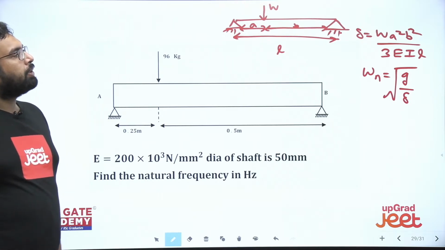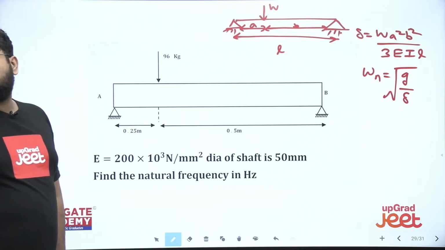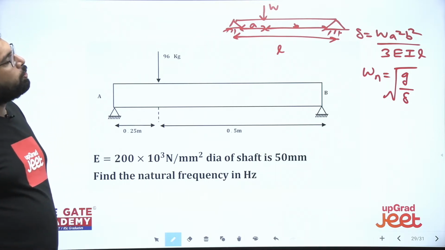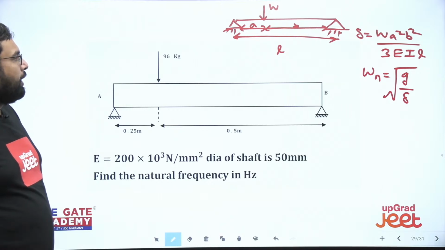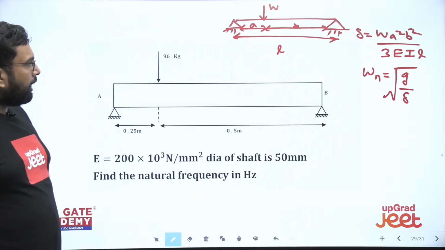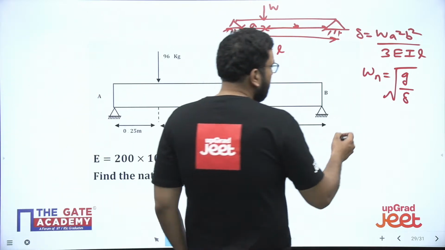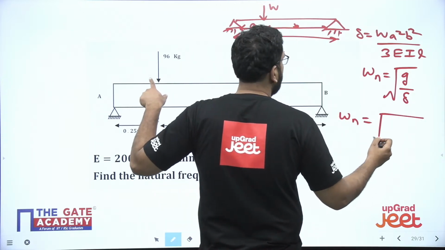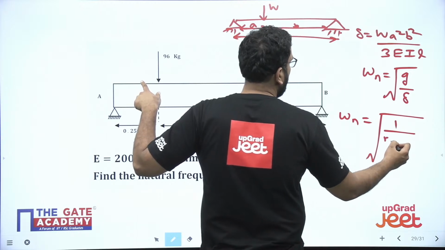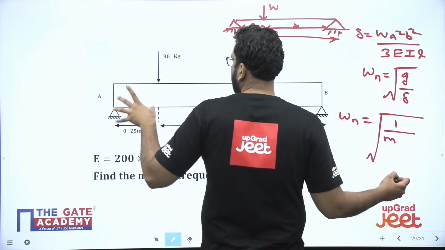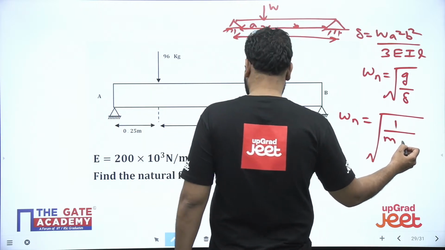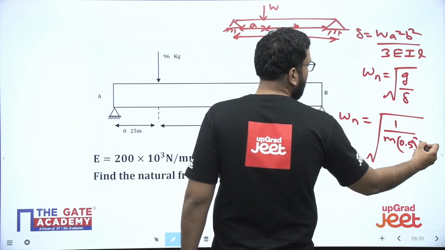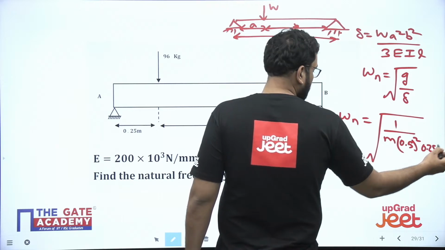Okay, should have given some answer. Let me check. No, your answer is not correct, beta. So this is going to be W A square B square upon 3EIL. We can write this directly, no? So omega n, G and g will be cancelled out, because this is given in the mass. So we can write it as 1 upon M. A is what? 0.25. So it is 0.5 square, 0.25 square. Let me write it here.